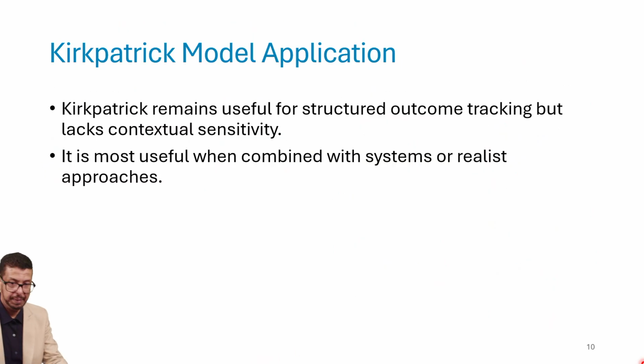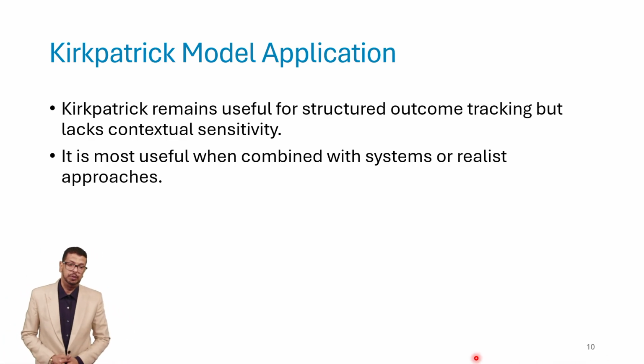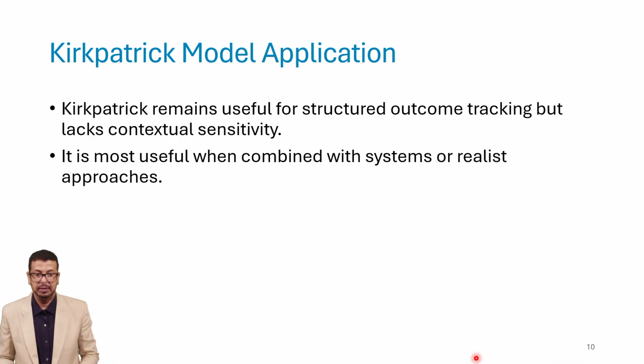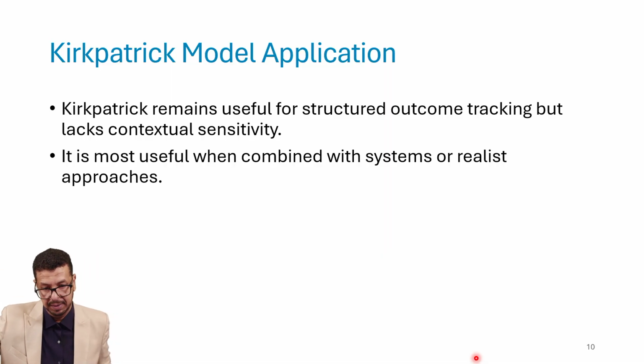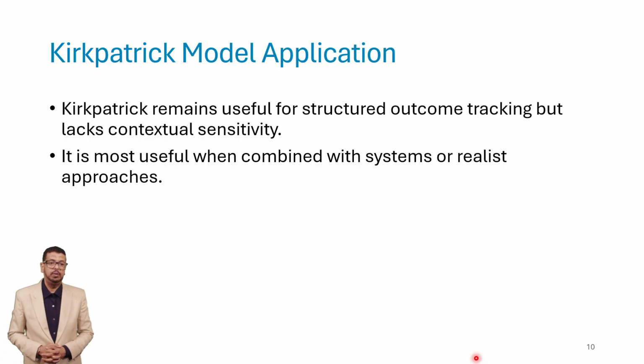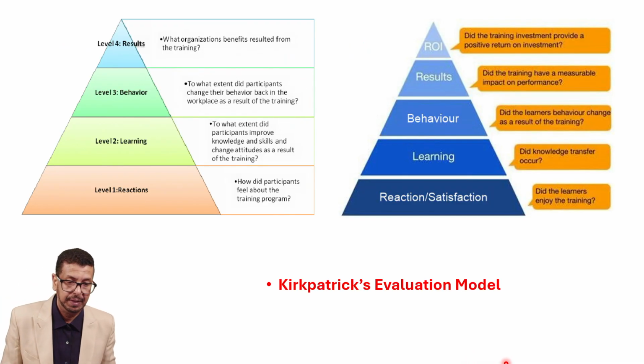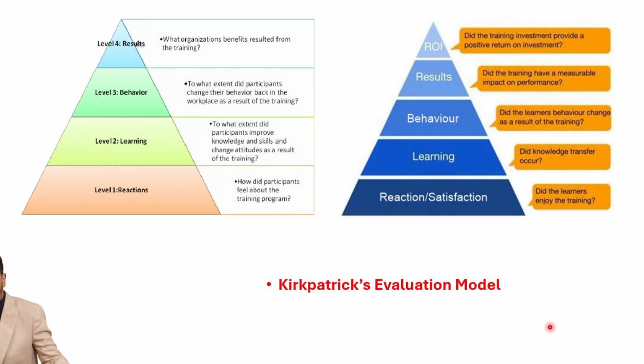The other model is called the Kirkpatrick model, and it is useful for structured outcome tracking, but lacks the contextualized sensitivity like the CIPP model I described before. And it is the most useful when combined with systems or other approach models. And the Kirkpatrick model, the old one on the left side, starts with reaction, learning, behavior, and result.